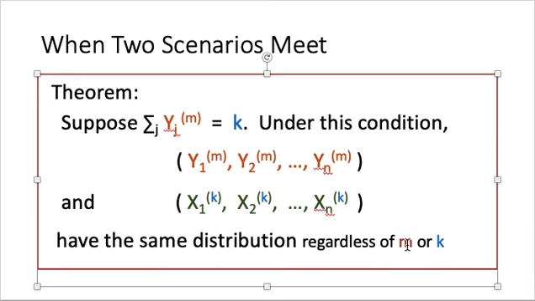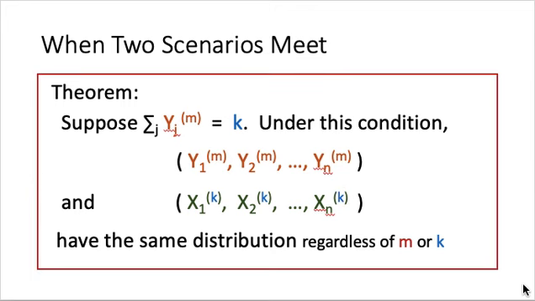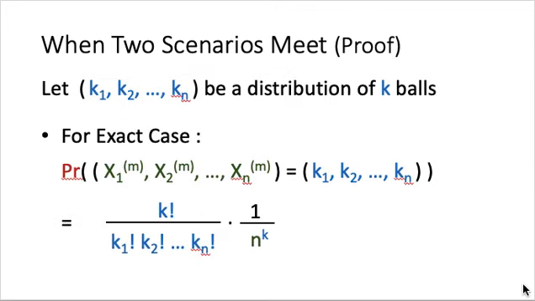Now this theorem holds regardless of what the value of m is and what the value of k is. So we will see why this is true as follows. We are going to show that the distribution here under this condition is the same as the distribution here, knowing that we are throwing exactly k balls in the exact case. The proof is actually very simple. We are going to prove this by the direct method. Suppose that k1, k2 up to kn represents a certain distribution of k balls. So the summation of these little k values is exactly equal to big K here.